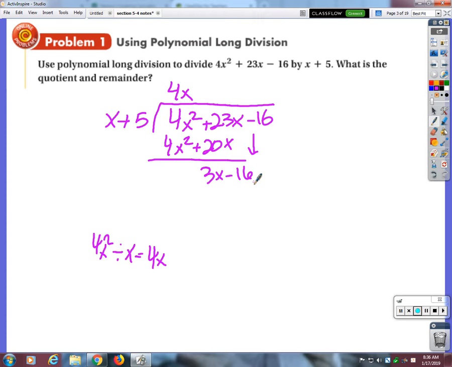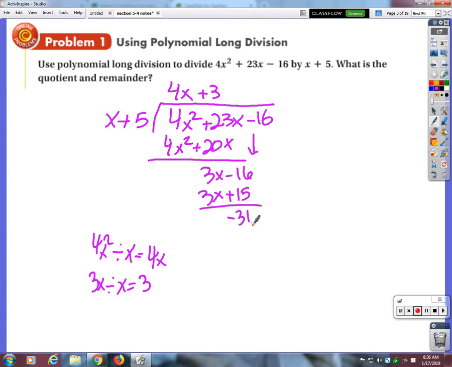Now I'm going to go 3x divided by x, the first term divided by the first term. What do I get from that? 3. So I put a 3 up here, and then I go 3 times x is 3x. 3 times 5 is 15. And then again I subtract. Okay, so here's where things get a little bit tricky. 3x minus 3x cancels. Negative 16 minus 15 is negative 31. Okay, so this time we did not get 0.